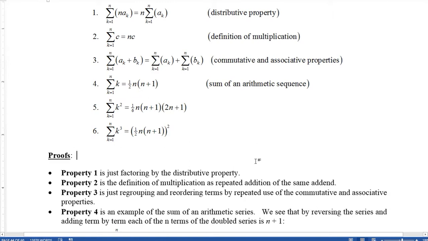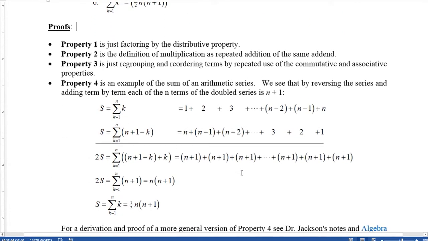Number 4 is a specific example of a sum of an arithmetic series, and I'm going to actually write down the proof for you right here. Okay, so we have S is the sum from k equals 1 to n of k, which is 1 plus 2 plus 3 plus 4 plus 5, all the way up to n. Notice the one right before the n would be n minus 1, and before that's n minus 2.